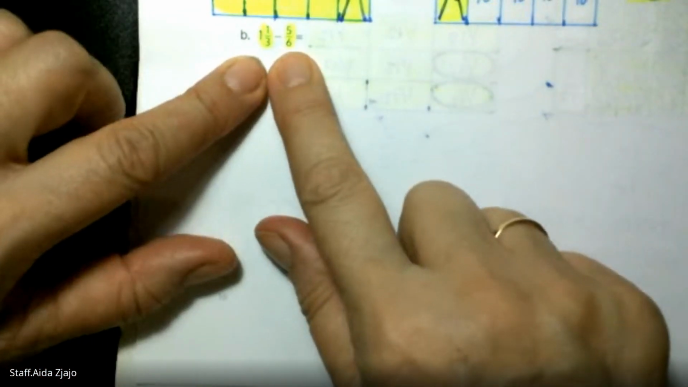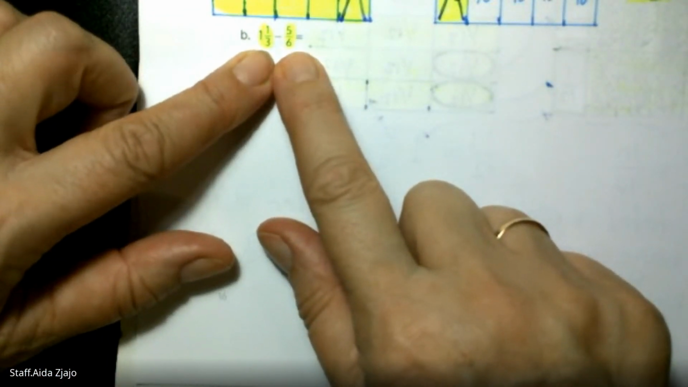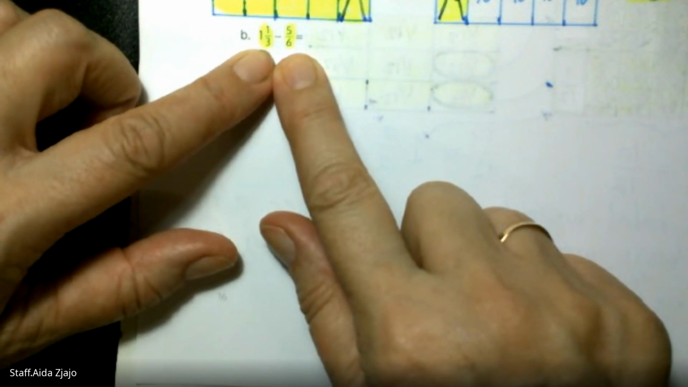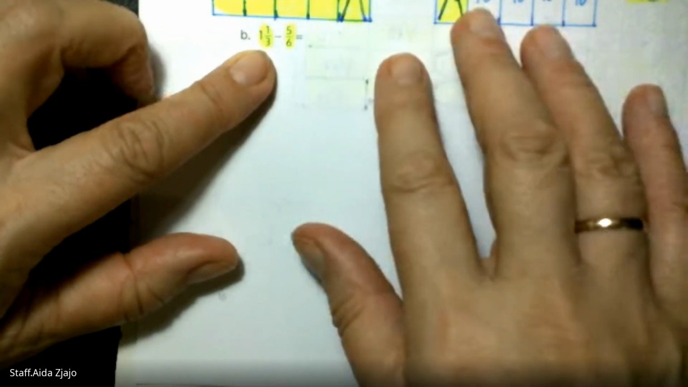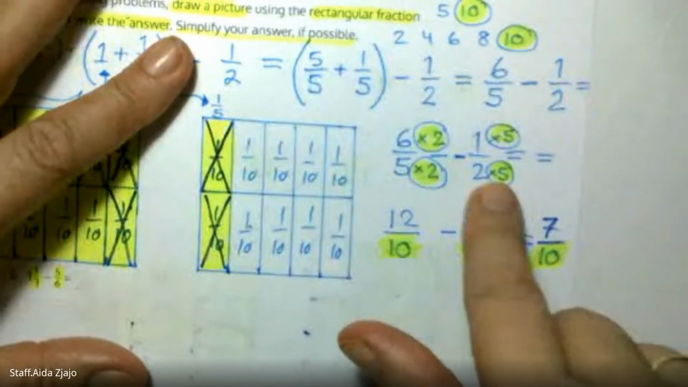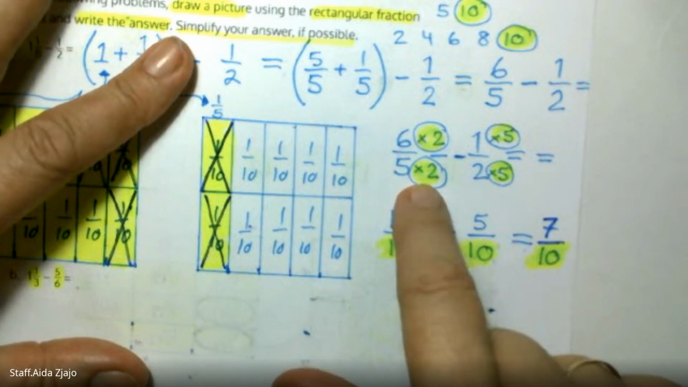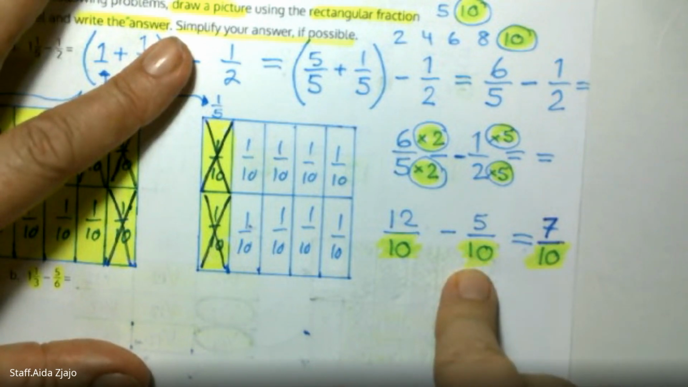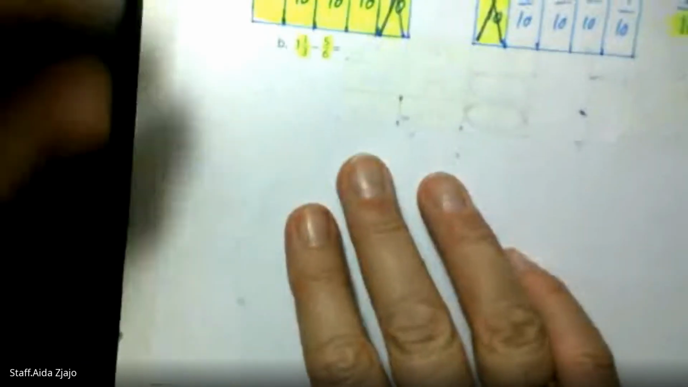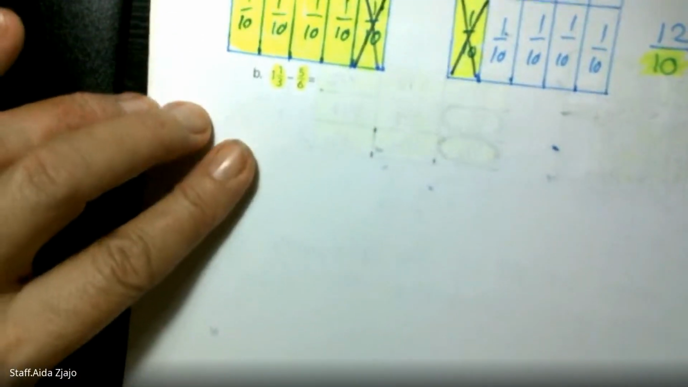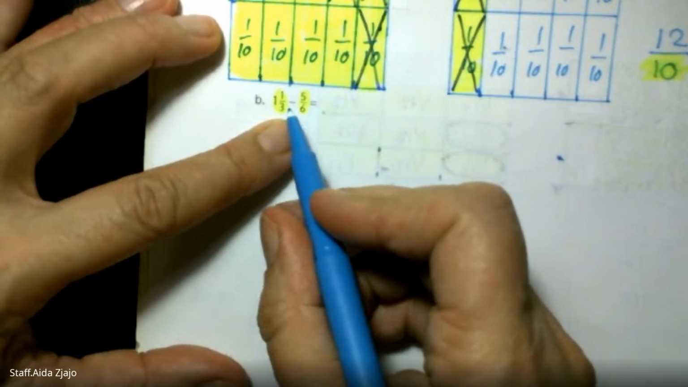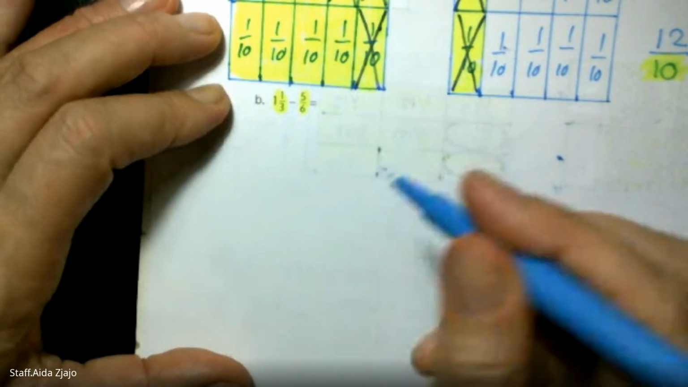So I look at the numbers, and if it's possible to change just one, then there's no need to change both numbers, like I did when I changed into the fifths and halves. I had to change the fifths into tenths and the halves into tenths in order to do my operation. When the numbers are multiples of each other, we don't need to change both numbers. We can think, oh, 3 times 2 is 6, so it's easier to change them.